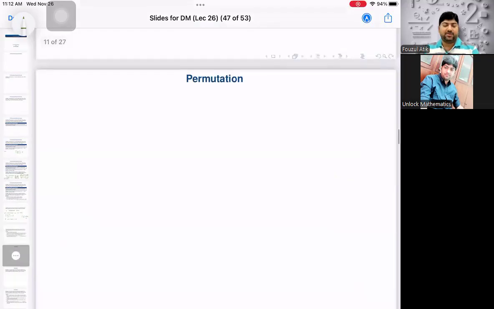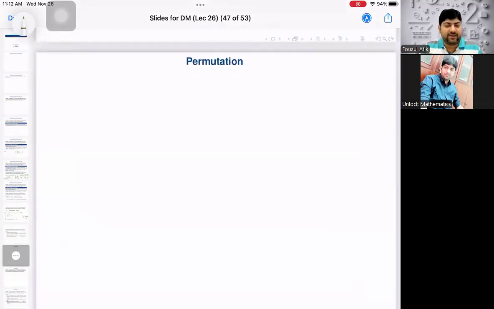Now we'll discuss the permutation. Many of you know a little bit about permutation. What is that? It is the number of ordered arrangements. It's an arrangement and order matters. Let us understand permutation through some examples.